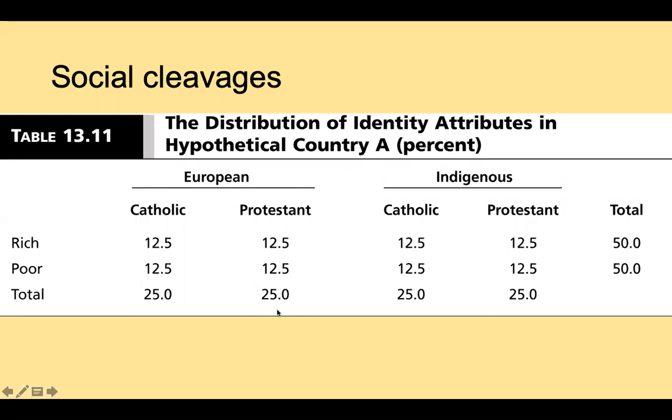Catholics and Protestants are both 25% in the European category. Catholics and Protestants are both 25% in the indigenous category. This is a situation where there's a demand for distinctive representation for all of these individual groups. All of these individual groups are likely to have or demand political representation in the form of a party that represents rich Catholics who are European, in the form of a party that represents rich Catholics who are indigenous, and so on and so forth. Taken together, what that means then is we have a demand for 8 parties total.